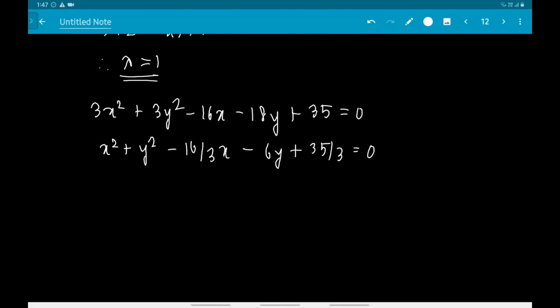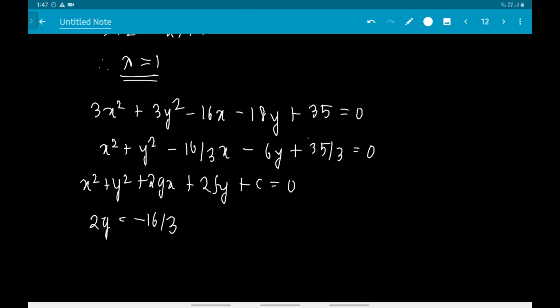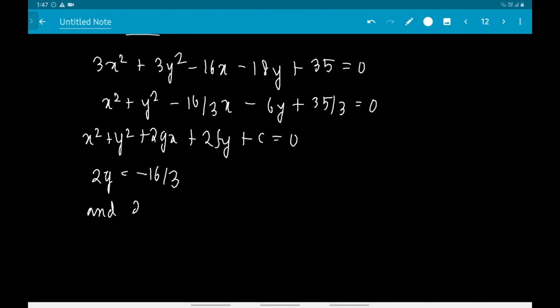Okay, now we compare with the equation of the circle, that is x square plus y square plus 2gx plus 2fy plus c is equal to 0. So from this we will get that 2g is equal to minus 16 by 3 and 2f is equal to minus 6. So from this g will be minus 8 by 3 and f will be minus 3.